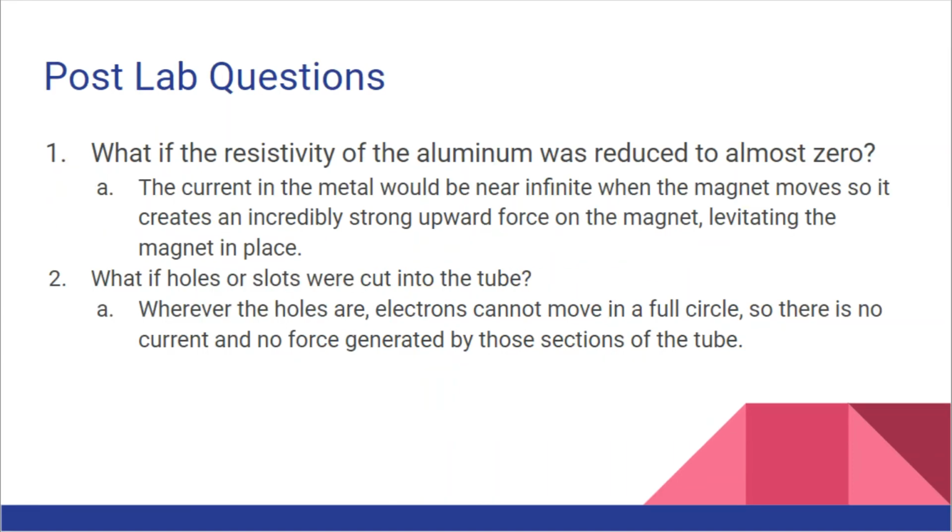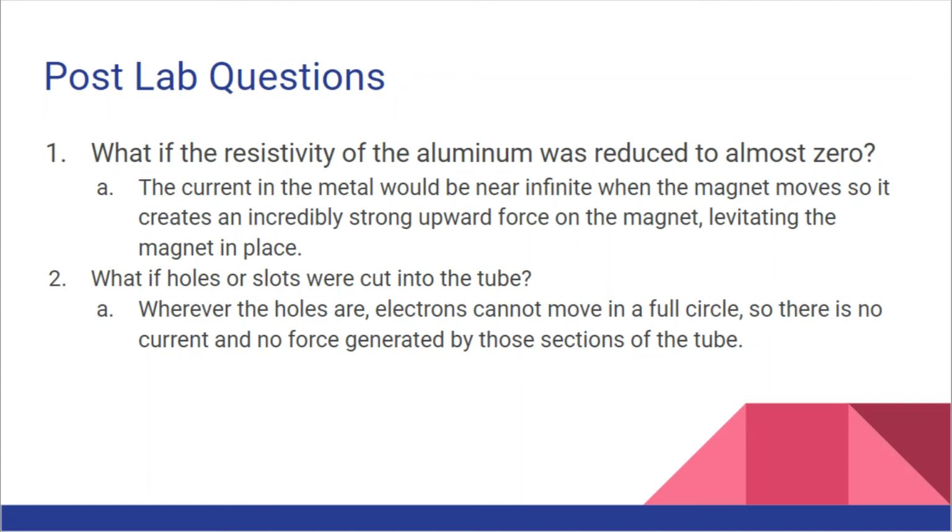Finally, for our post-lab questions, we were asked what would happen if the resistivity of the aluminum was reduced to almost zero. If the resistivity of the aluminum was almost zero, then its resistance would be essentially zero. And so for the current across the loop, which is the voltage divided by the resistance, we'd have a value of nearly infinity.